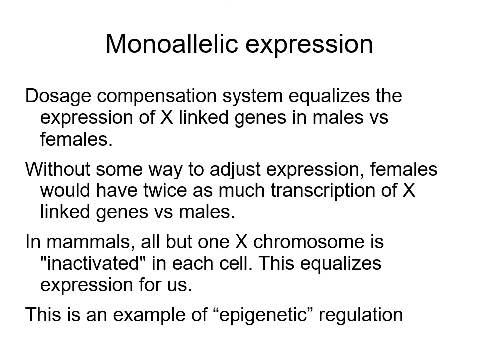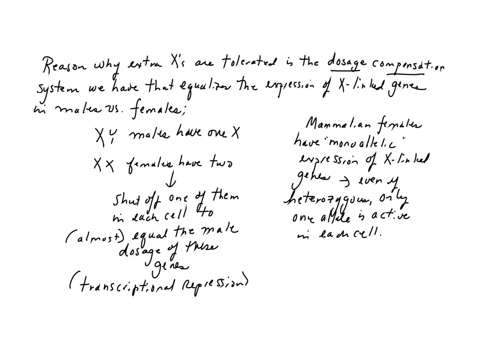Okay, this is an example of epigenetic regulation because the genes on that inactive X have been silenced, but they are nonetheless perfectly normal genes. So as a result of this inactivation process, mammalian females have what's called monoallelic expression of X-linked genes. Even if she's heterozygous, only one allele is active in each cell, but you're going to get some of each kind of cell, as I'll show you in a minute. So even though we have two copies of X-linked genes, only one is expressed in any cell, but within the body, both are expressed because of the way the inactivation process works.